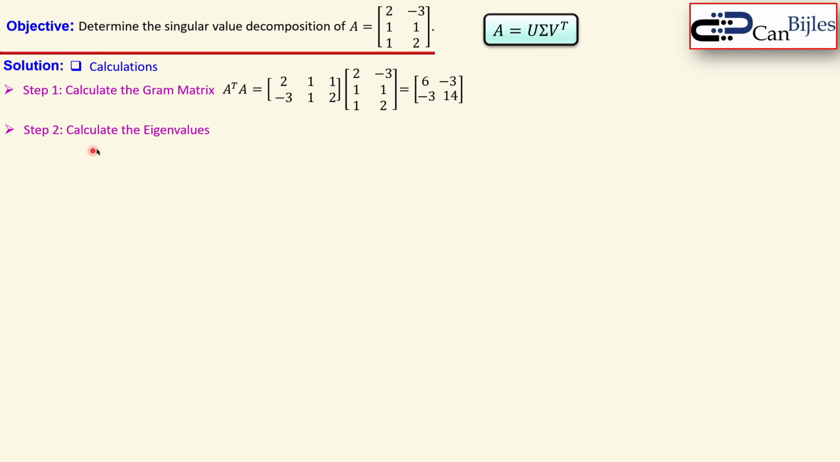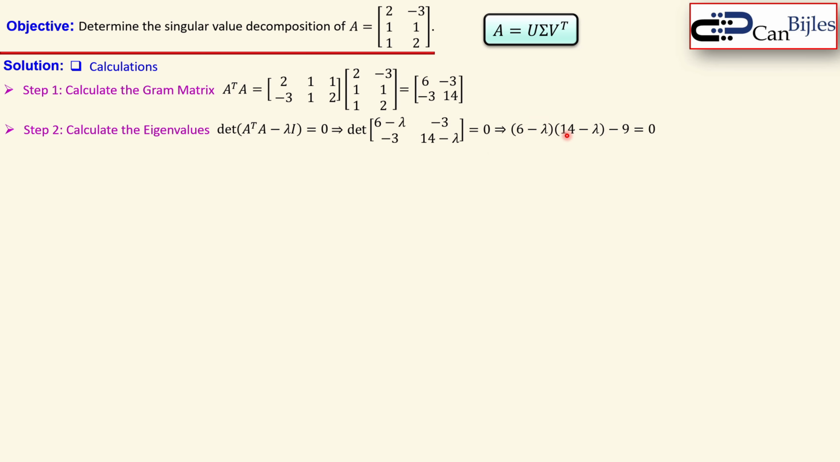Now we would like to calculate the eigenvalues of this matrix, which is then A transpose A. Now we use the formula for determining the eigenvalues of a general matrix. In this case, we have A transpose A. So we need to solve this equation. So the determinant of this minus lambda times the identity matrix will be then shown here. Now we need to work it out. That means 6 minus lambda times 14 minus lambda, minus the product of these two. That's shown here.